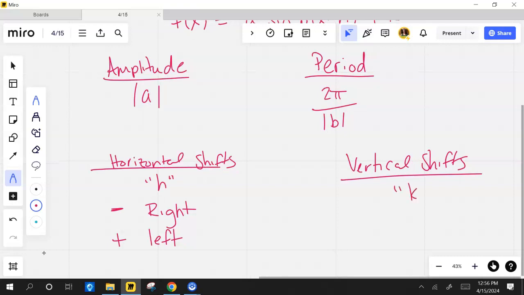Because the vertical shifts, that's your K. Positive is up, negative is down.